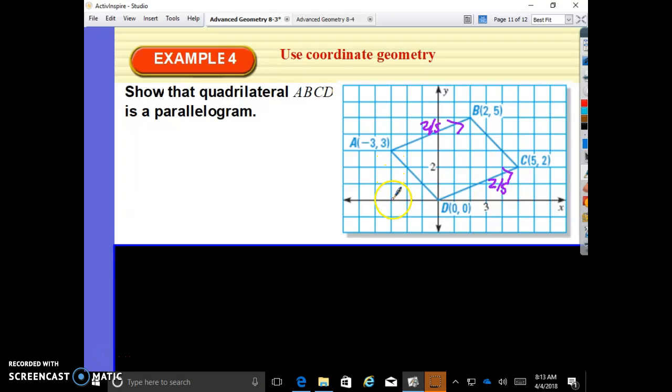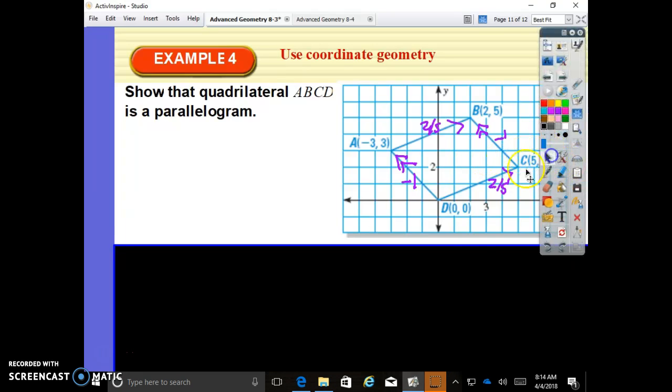Down 1, 2, 3, over 1, 2, 3. So that's down 1 over 1, down 1 over 1, down 1 over 1. Slope of negative 1. Slope of negative 1. So we definitely have two sets of parallel sides. If we have two sets of parallel sides, is it automatically a parallelogram? Yes or no?